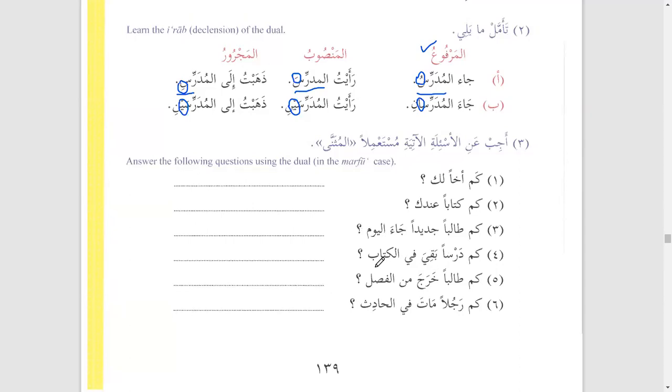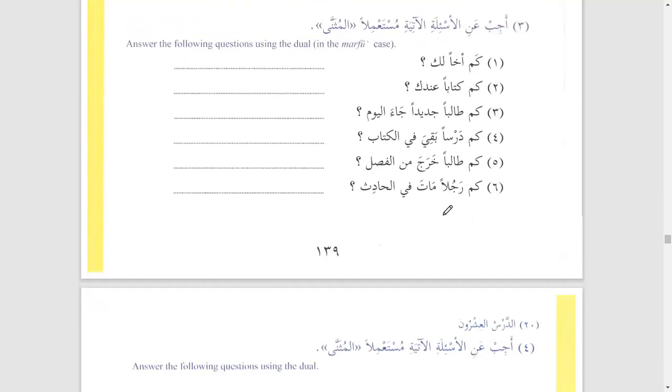Kam taliban kharaja min al-fasli, how many students left the classroom? Kharaja min al-fasli talibani jadidani. Two new students left the classroom. Can we say rajulan? Kharaja min al-fasli talibani faqat, only two students, that's right. And if you want to use an adjective for them, you can say new or old: talibani jadidani or qadimani. It depends.